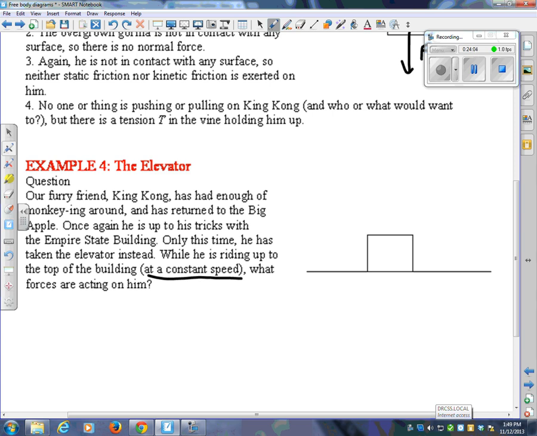On Earth again, weight force, normal force. Anything else? He's riding upward, right? No sideways acceleration. That's it. So what does the constant speed have to do with it?